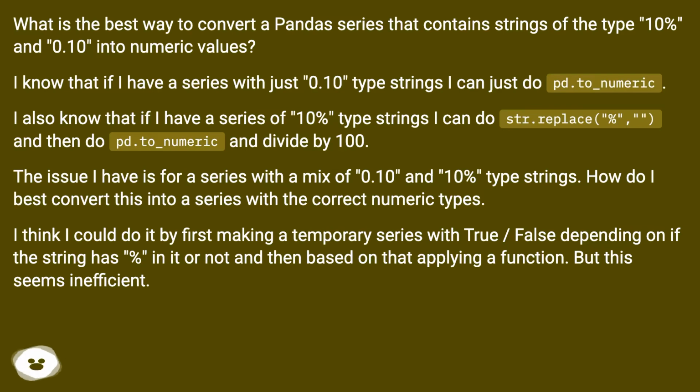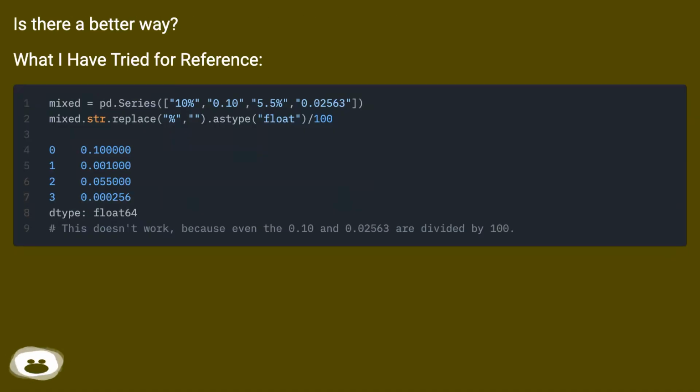I think I could do it by first making a temporary series with true, false depending on if the string has % in it or not, and then based on that applying a function. But this seems inefficient. Is there a better way? What I have tried for reference.